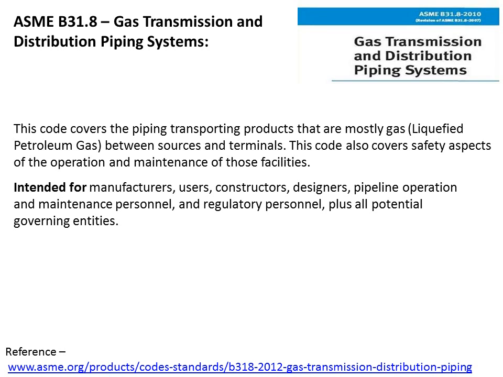B31.8 is totally dealing in gas transmission and distribution piping systems. This code covers the piping transporting products that are mostly gas. We have seen that of the liquid, now this is for the gas between sources and terminals. This code also covers safety aspects of the operation and maintenance of those facilities.